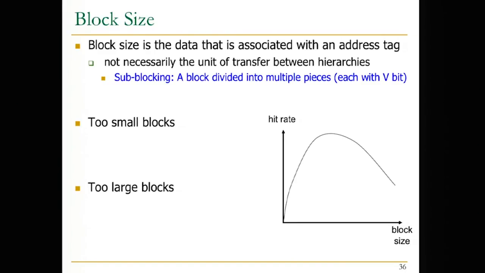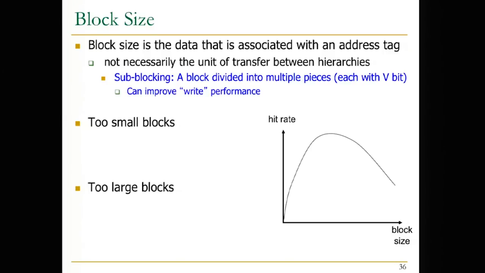So this is not necessarily the unit of transfer between cache hierarchies. Sub-blocking, a block is divided into multiple pieces, each with its own valid bit, as we said, and that's the unit of transfer. But unit of transfer actually can be even smaller than sub-blocks, right? The unit of transfer can be 1 bit, and you transfer after 4 bytes. 4 bytes is 32 bits. After 32 cycles, you get all of the 32 bits, and then you make the sub-block valid. Right. So unit of transfer has nothing to do with the block size. Okay, let's look at the block size, and we've discussed that. So if you have two small blocks, so this is assuming a fixed size cache.